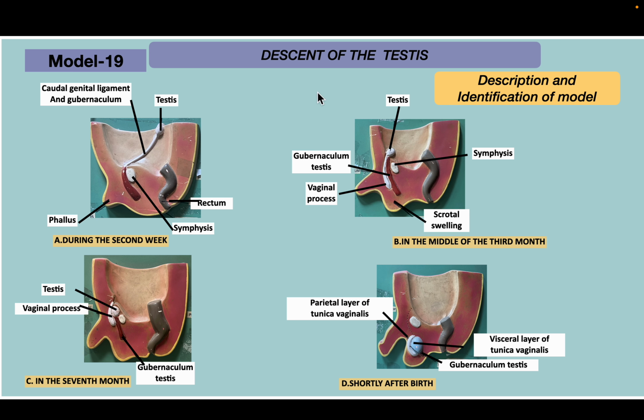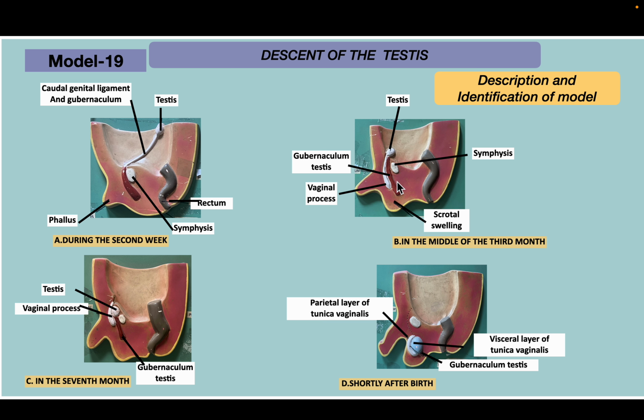Now this is the next model showing the descent of the testis. So you can see here the testis, then caudal genital ligament and gubernaculum. This is phallus, this is rectum, this is symphysis pubis. Now testis, vaginal process.